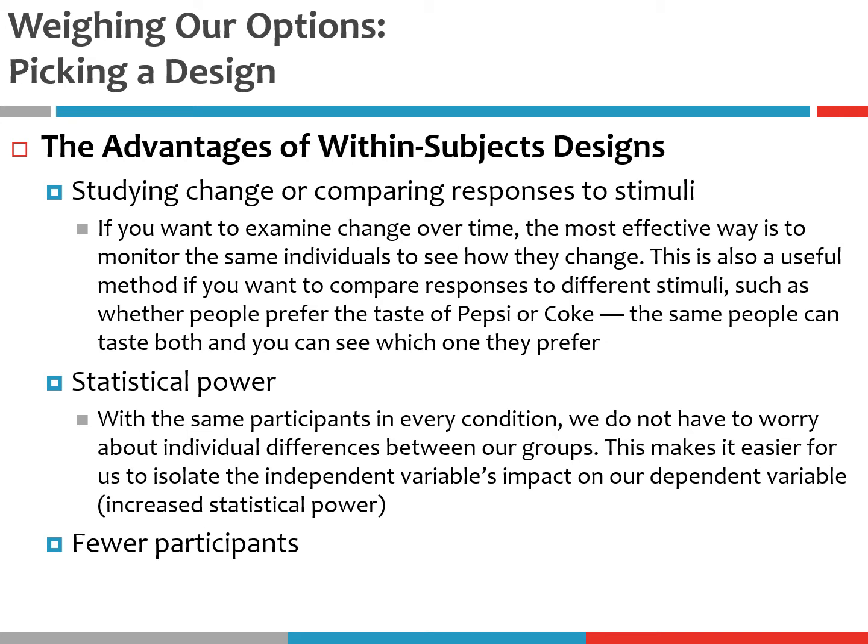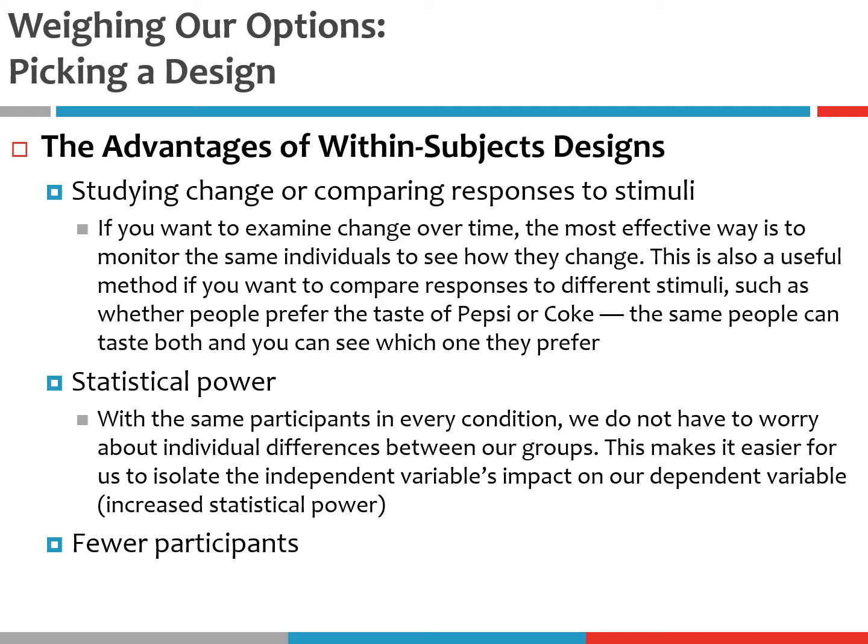If you're looking at change over time, this is a good design to use, especially if you don't think the conditions will interfere with each other, right? So if you get stimulus 1 first and then stimulus 2 second, and you don't think that those two stimuli will interfere with each other at all, then this is a good study to run, the within subject design.